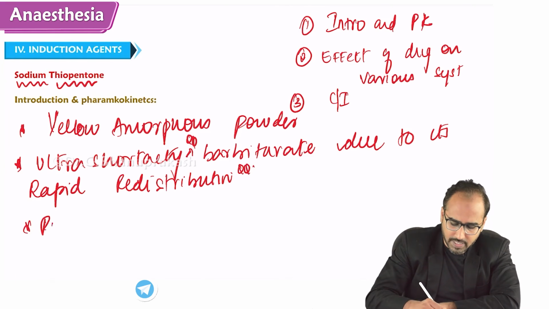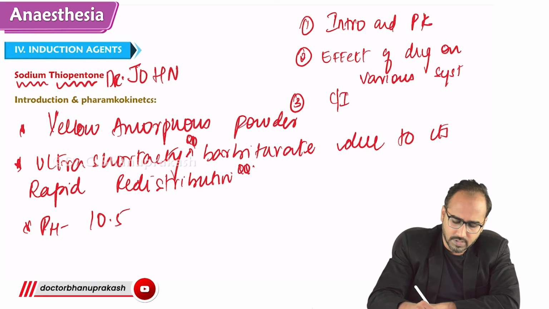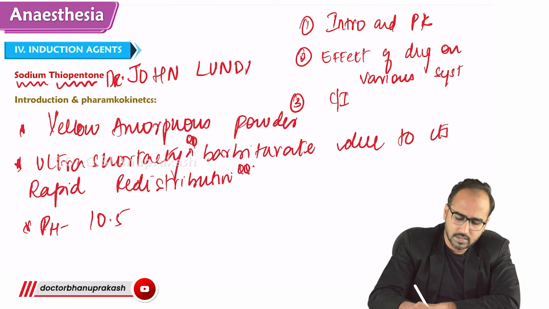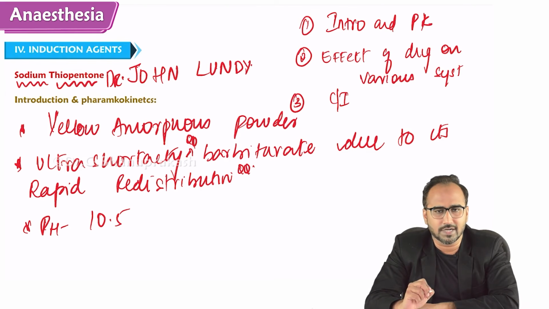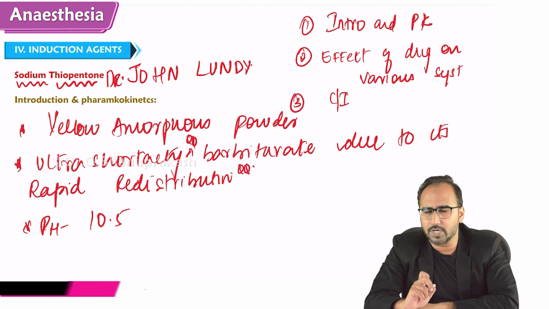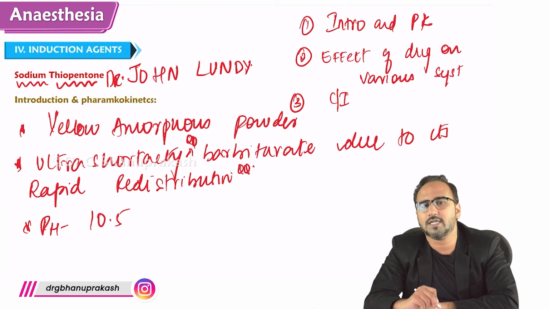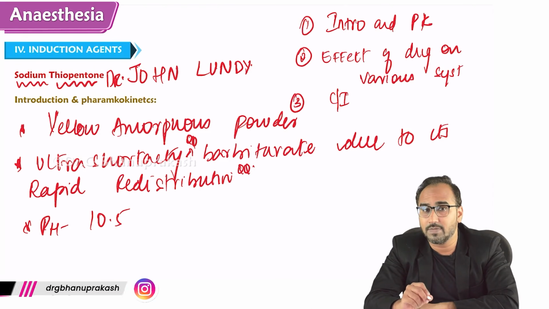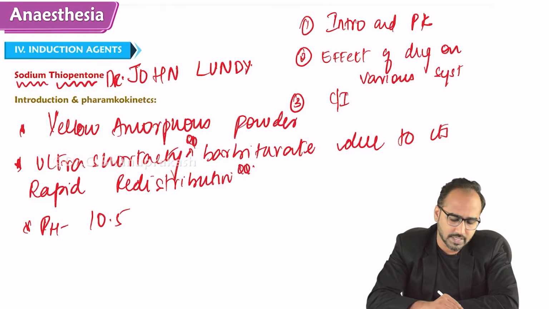The pH of sodium thiopentone is 10.5 and it was introduced by Dr. John Lundy. This was regarding the introduction of sodium thiopentone. Remember the most important points: it's a yellow amorphous powder and an ultra short acting barbiturate. Why ultra short acting? Because it has rapid redistribution. That was the introduction, guys.